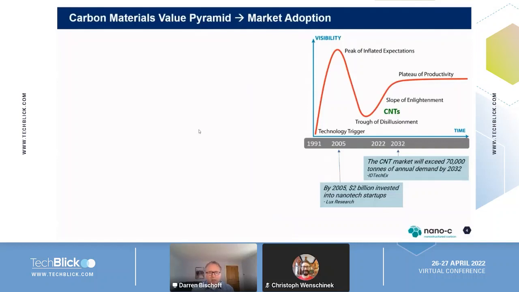But I would put forth the idea that today we're basically moving through that curve, and CNTs and other nanocarbon materials are moving back up the slope of enlightenment, as we see not only commercial traction, but even analysts starting to make predictions and forecasts based not only on imagination, but on real commercial adoption of these materials. And so, what are these applications that are driving this adoption?